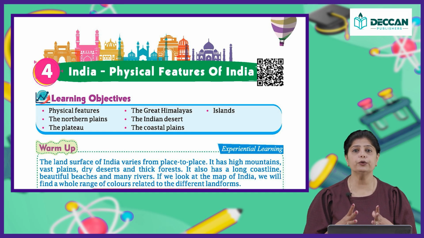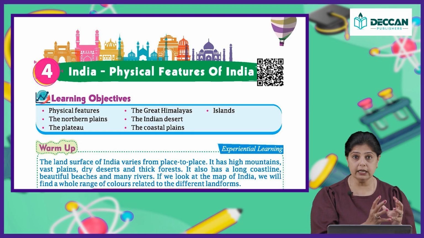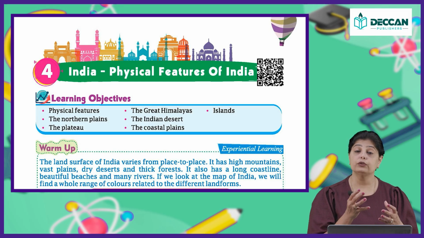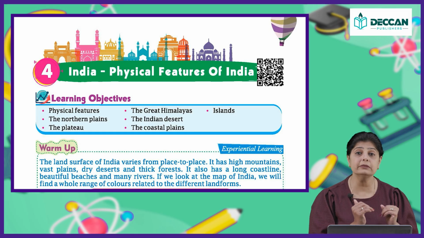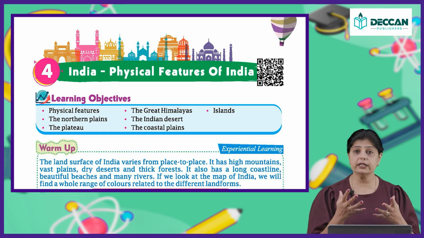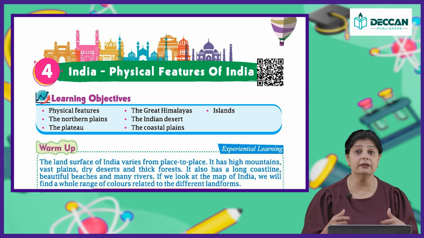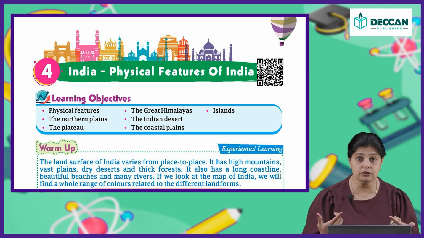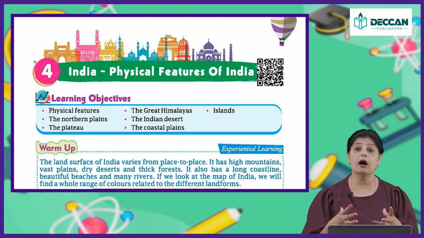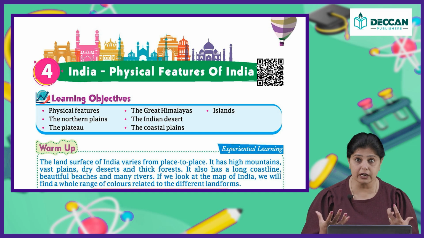So what do you mean by physical features? Politically, we know that there are states, there are union territories, and then they have state capitals and all. Now, apart from that, we also came to know that India has some natural barriers. What are these natural barriers? Yes, the Himalayan range, that is the mountain range. Then we also know that there are seas. These are the natural barriers of our country.